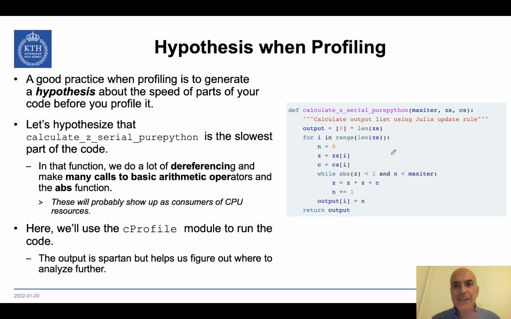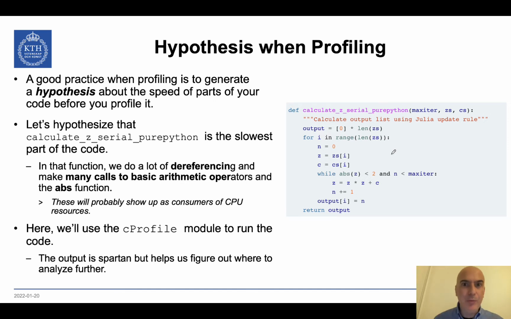So let's get back to the previous lecture, when I talked about why we do profiling and how to do profiling critically. Whenever we do profiling, it's important to make some hypothesis. A good practice when profiling is to generate a hypothesis about the speed of parts of our code before actually profiling. We are basically using profiling information to validate or dismiss our hypothesis.